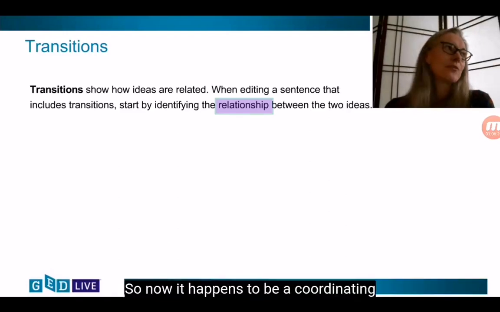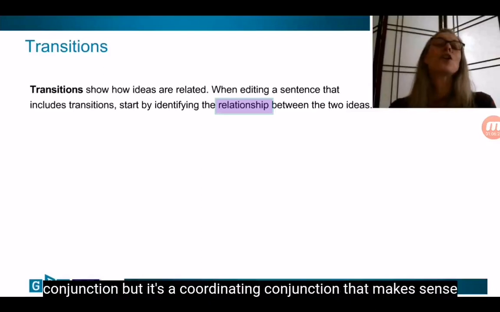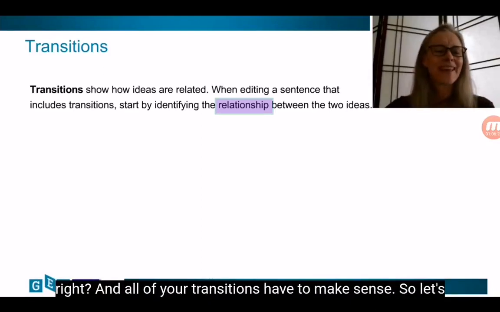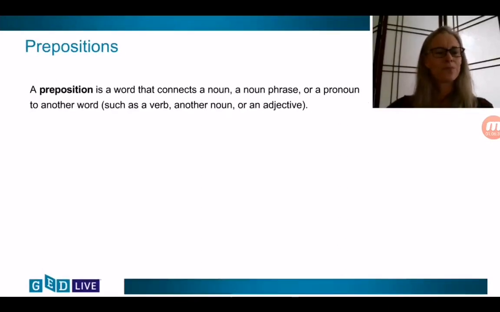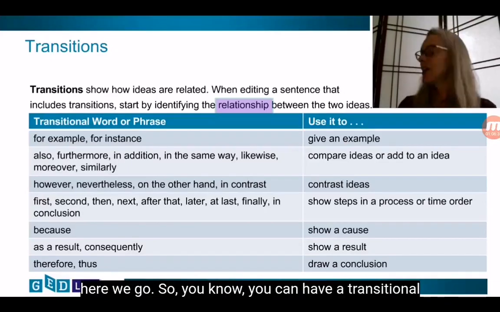So now it happens to be a coordinating conjunction, but it's a coordinating conjunction that makes sense, right? And all of your transitions have to make sense. So let's take a look at some examples.